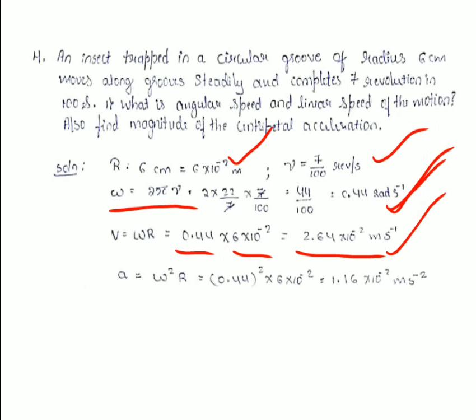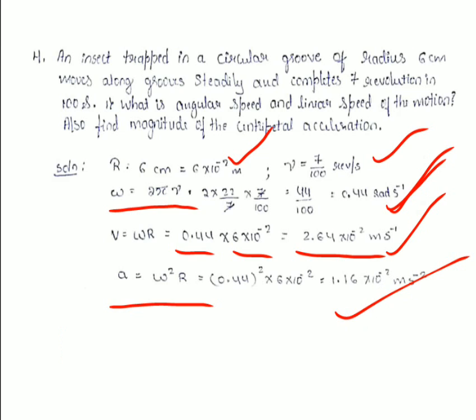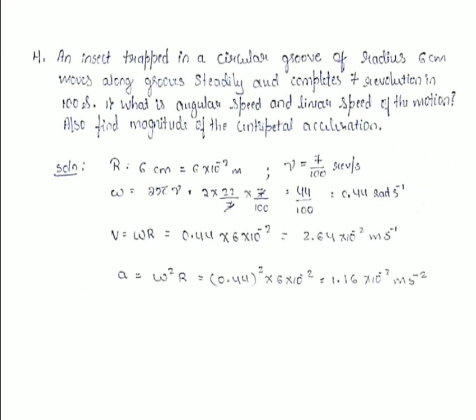Okay. So here, centripetal acceleration, you can either use the formula A is equal to V square upon R, or you use this formula, that is A is equal to omega square R. Anyone you can use. So the answer of that value is 1.16 into 10 raised to minus 2 meter per second square. Okay, next problem.